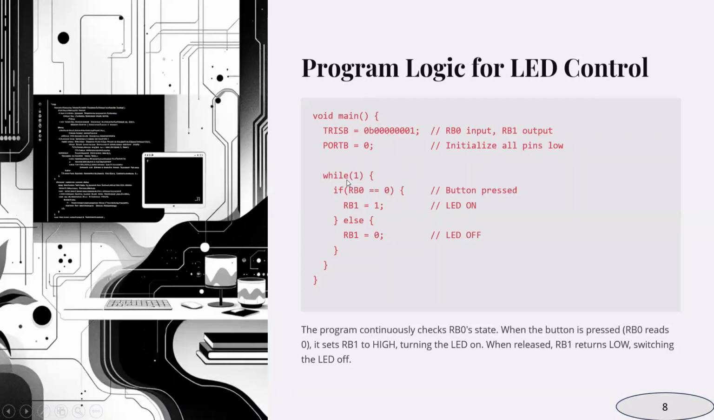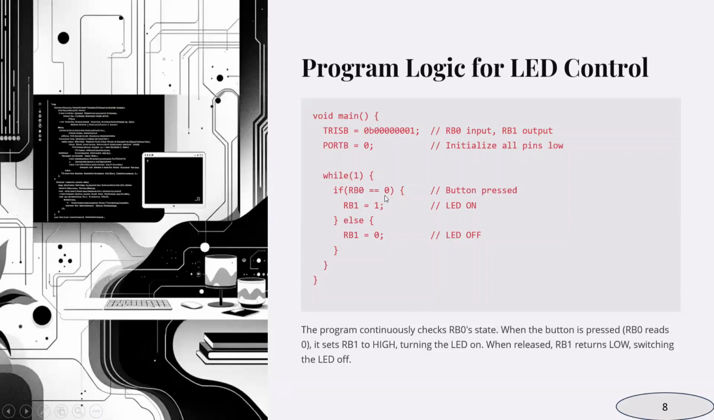First, you have to write if, and in brackets, you have to check the condition. What is the condition? RB0 is equal to low. For checking a condition or for giving a comparison, you have to use double equal to. So here you are using RB0 == 0, that is, RB0 is equal to low.